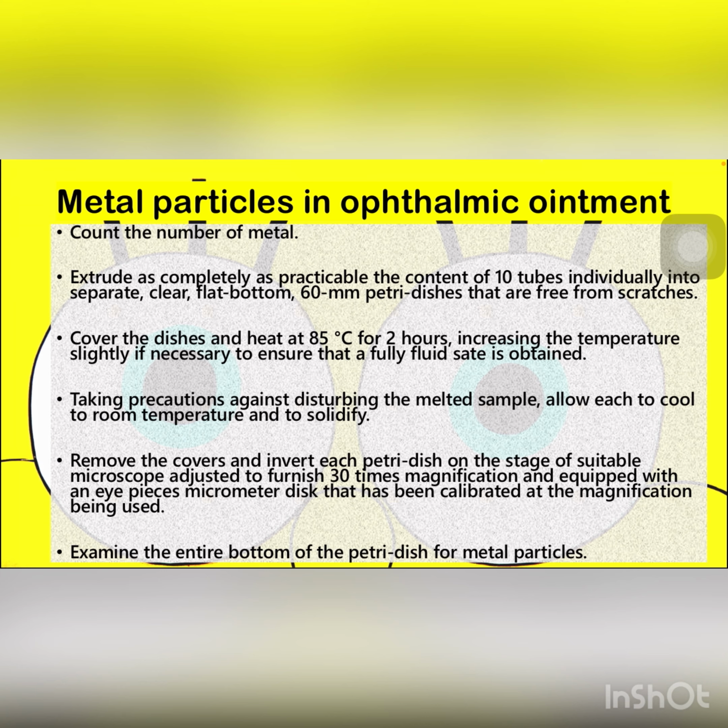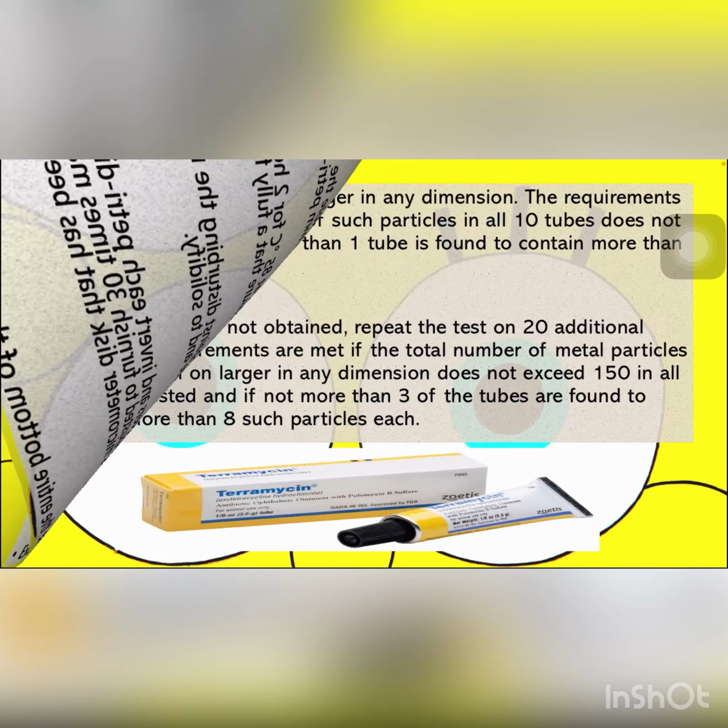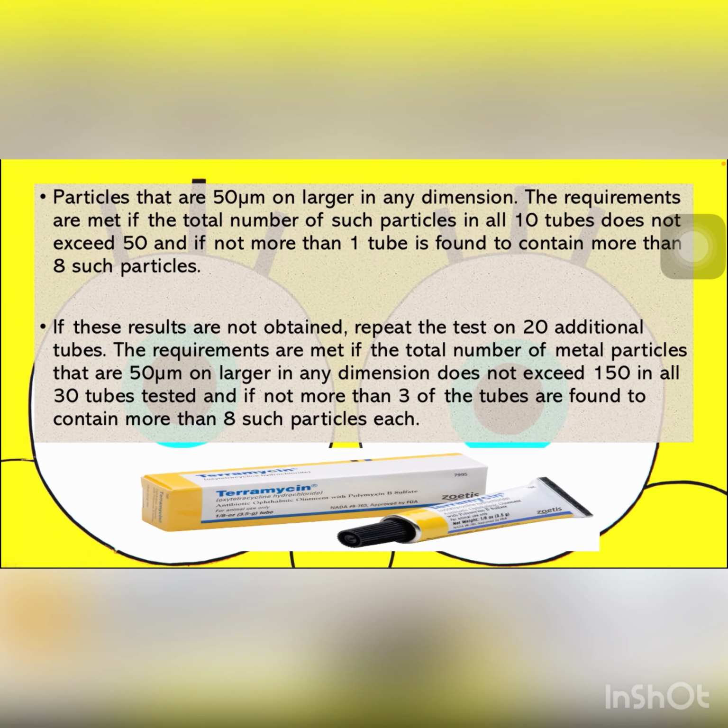Remove the covers and invert each Petri dish on the stage of a suitable microscope adjusted to furnish 30 times magnification and equipped with an eyepiece micrometer disc that has been calibrated at the magnification being used. Examine the entire bottom of the Petri dish for metal particles that are 50 micrometers or larger in any dimension. The requirements are met if the total number of such particles in all 10 tubes does not exceed 50 and if not more than one tube is found to contain more than 8 such particles.